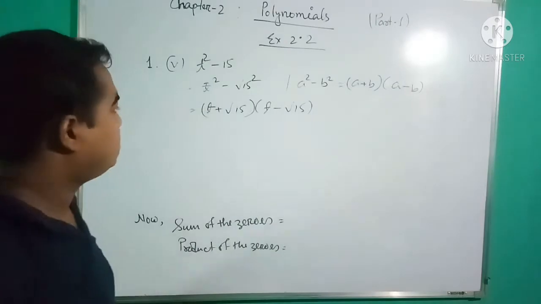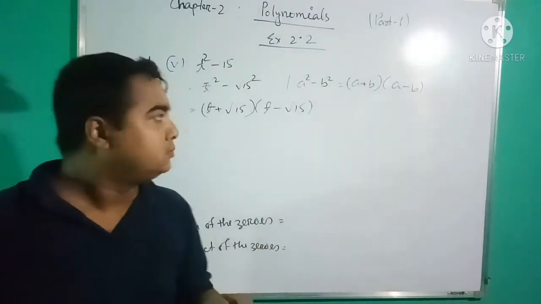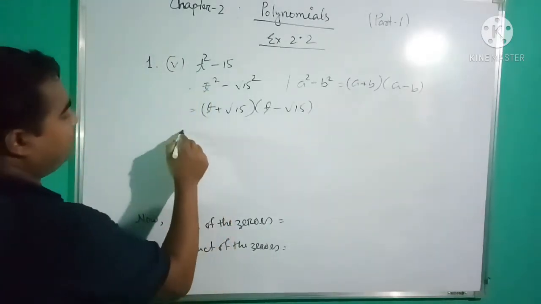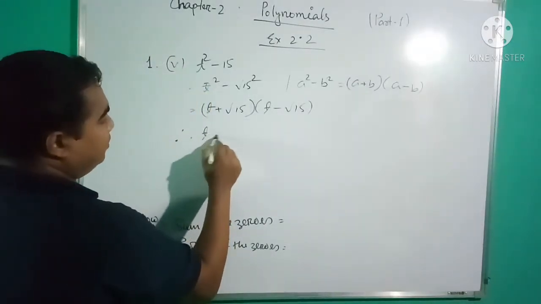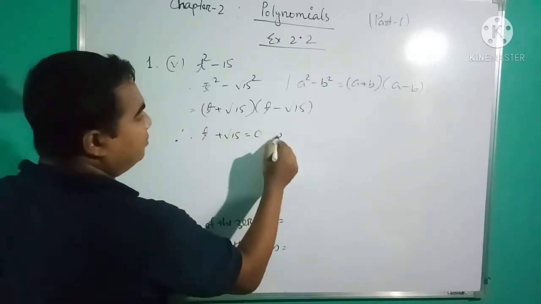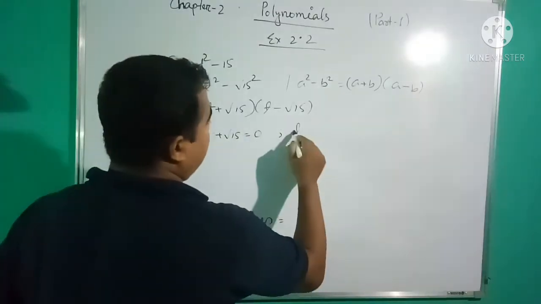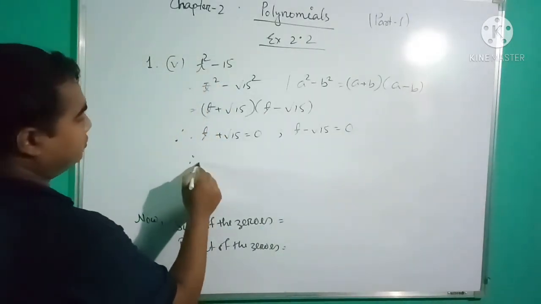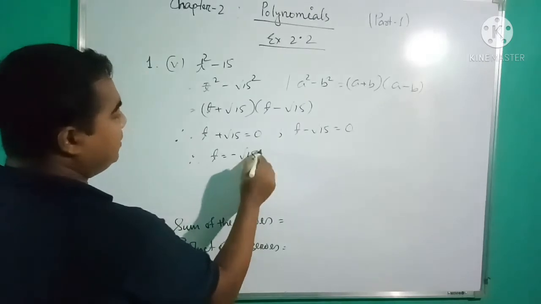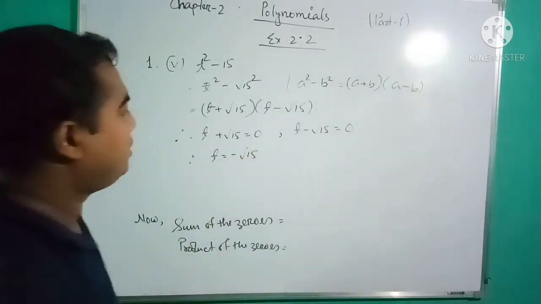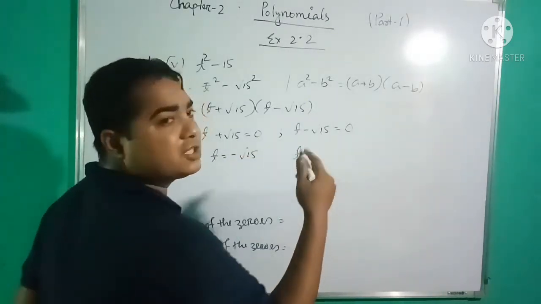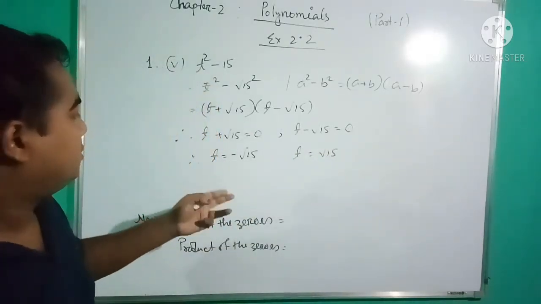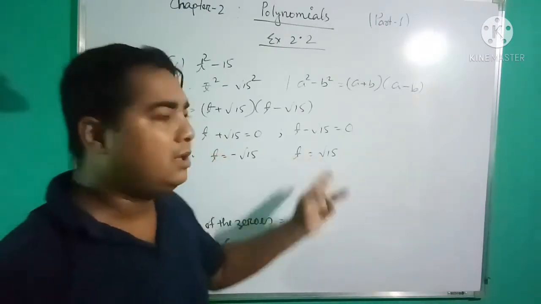We got two factors, one is t plus root 15 and the other one is t minus root 15. Now find the zeros. Therefore t plus root 15 equals 0 and the other one, t minus root 15, equals 0. Therefore t equals, transferring root 15 to the right side, minus root 15, and here transferring minus root 15 to the right side, plus root 15. We got two zeros, minus root 15 and root 15.